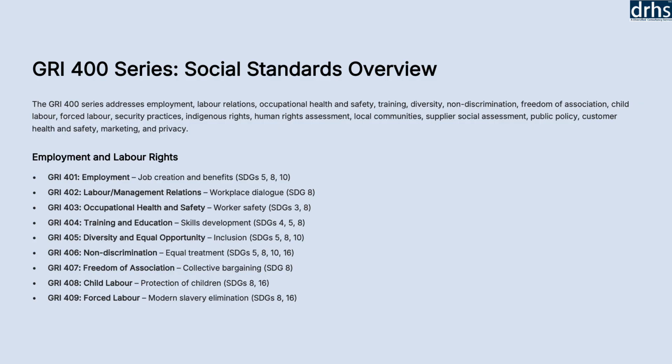Further, GRI 405, Diversity and Equal Opportunity, and GRI 406, Non-Discrimination, promote inclusive workplaces and equal treatment, supporting SDGs 5 and 10. GRI 407 to 409 address freedom of association, child labor, and forced labor, ensuring respect for fundamental labor rights across operations and supply chains.